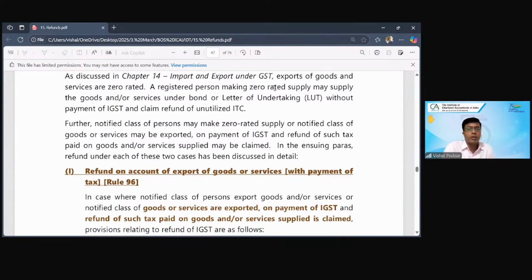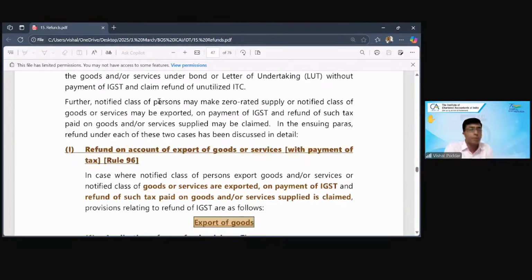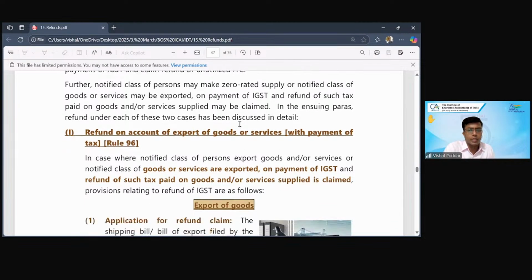A registered person making zero rated supply may supply goods or services under bond or LUT, without payment of IGST, and claim refund of unutilized ITC, which we just discussed. Further, a notified class of persons making zero rated supply, or a notified class of goods or services, may be exported under the second option, which is on payment of IGST, and then the refund of such tax paid can be claimed. So this is our other option. You pay tax on the outward side, export it, and get back the refund of this outward side tax.